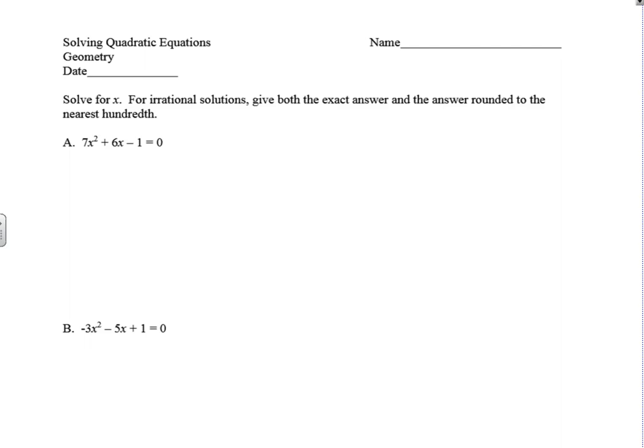Starting Unit 7, but we're going to do some review of algebra here before we get into the new content in Lesson 7. We're going to look at solving quadratic equations.